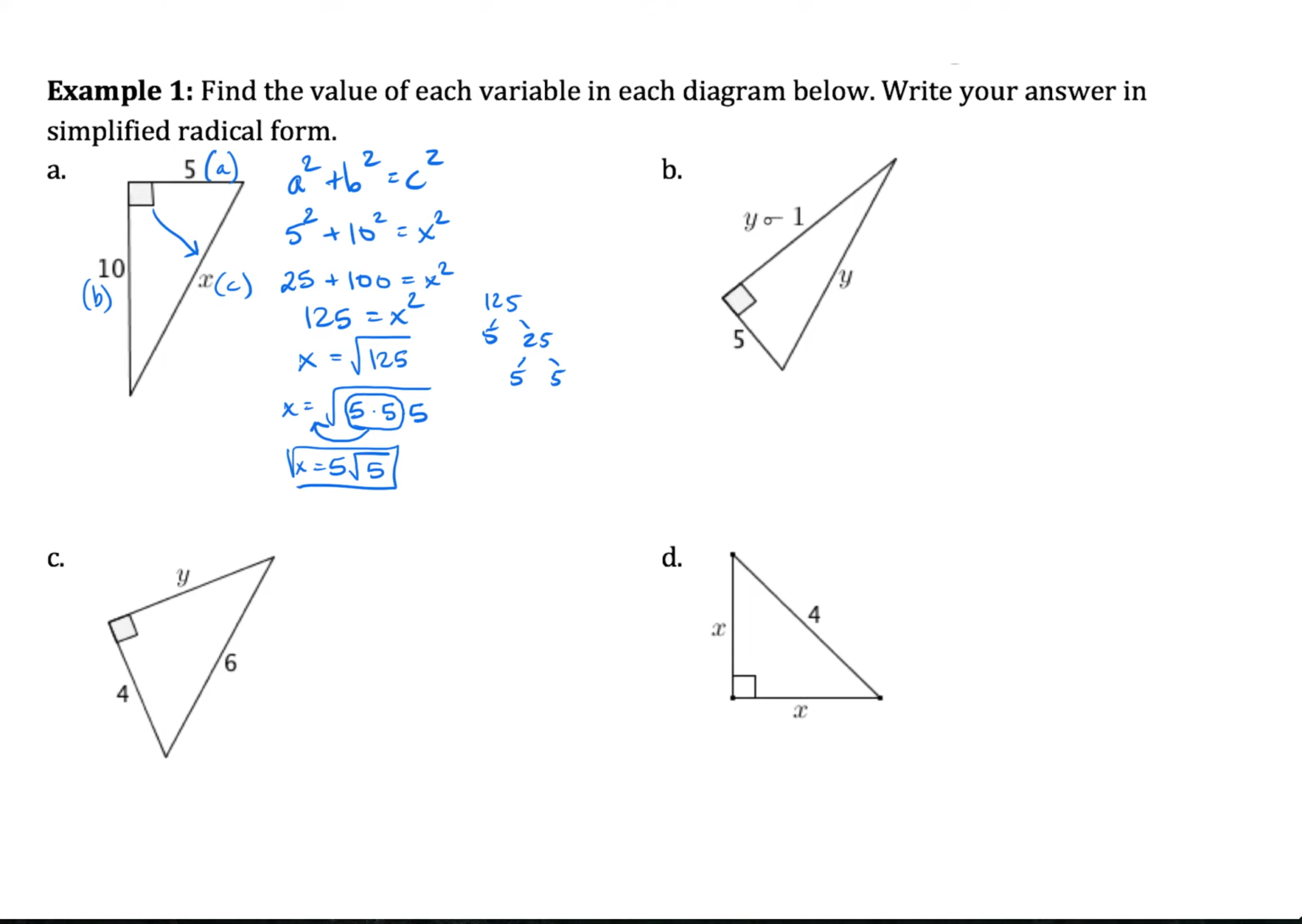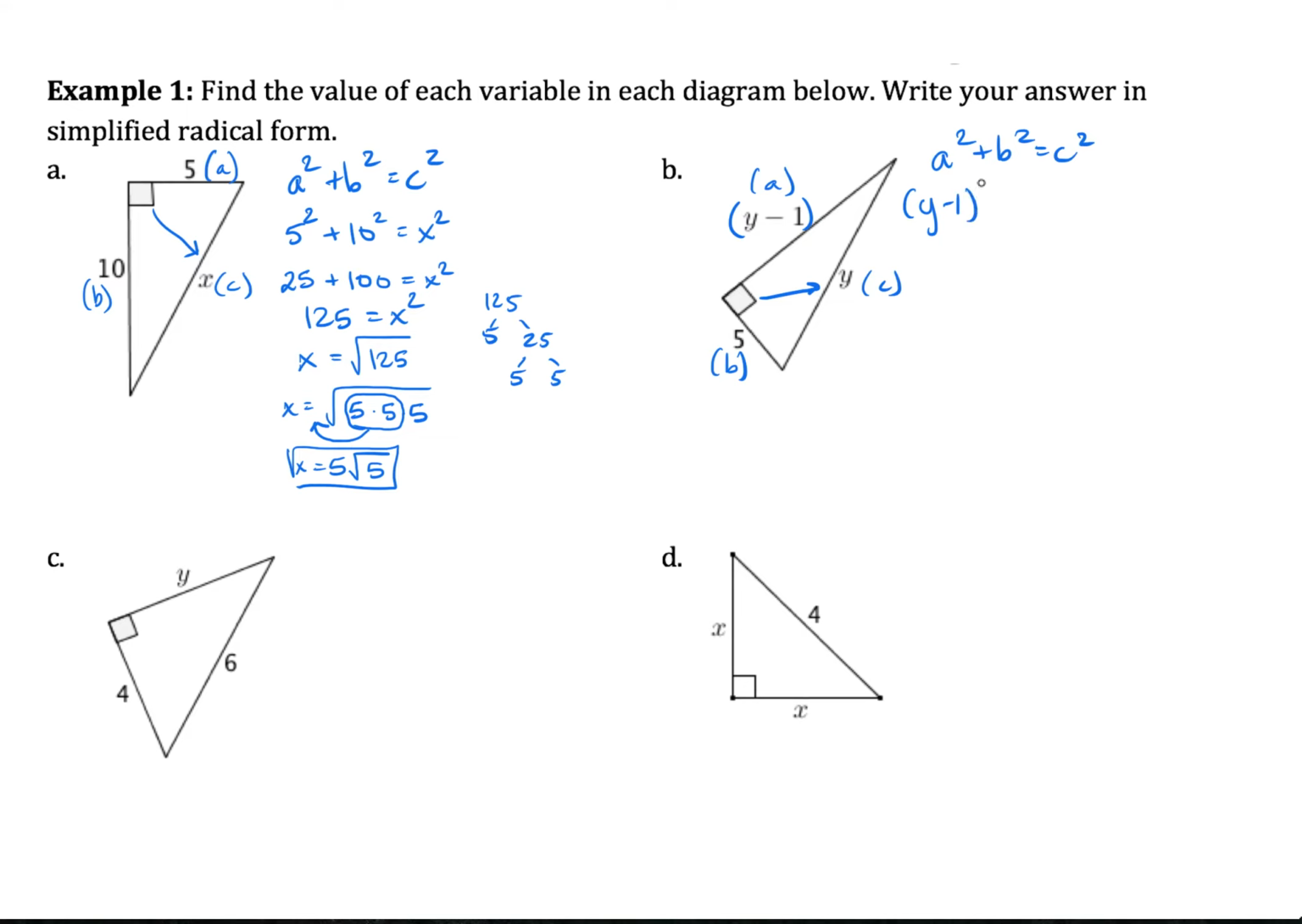Now part B is a little bit trickier. We can see we have a side here labeled y minus 1 and a side here labeled y, and then we have a side of 5. So we're going to use the Pythagorean theorem, and this is my C because it's across from the right angle. That means that this can be my A and this can be my B, or vice versa. It's really up to you. So when we start filling in our values for A, B, and C in the Pythagorean theorem, we have to remember that this whole thing is going to get squared.